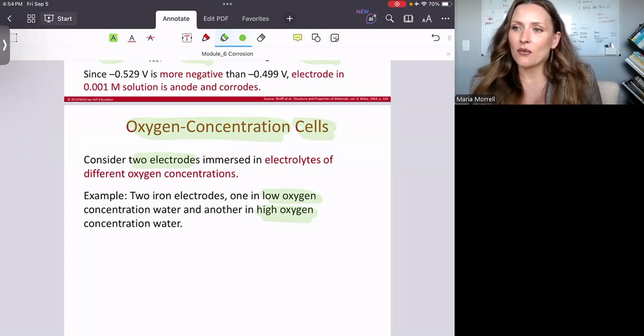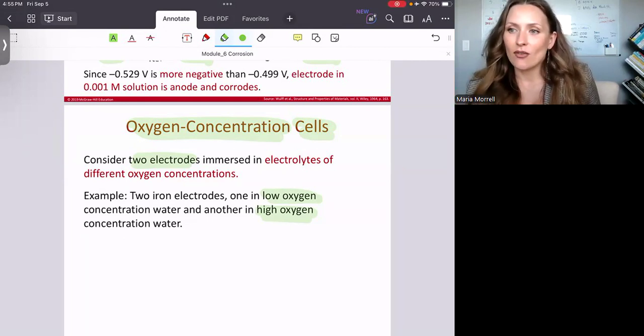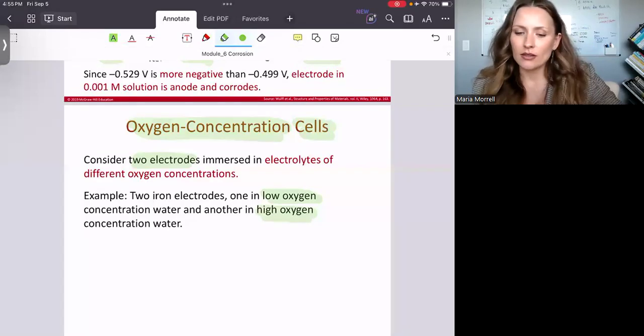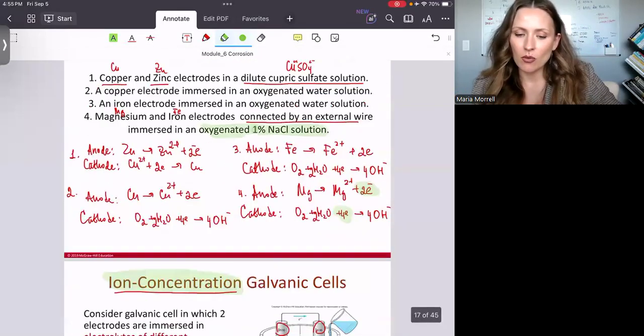The area where you have the abundance of oxygen will be your cathode. The area where you have less oxygen is going to corrode. And now you would probably think, why, right? Especially if your answer was different from mine.